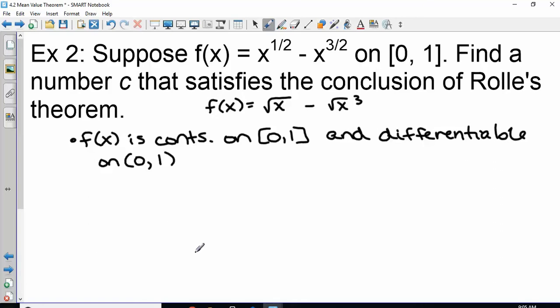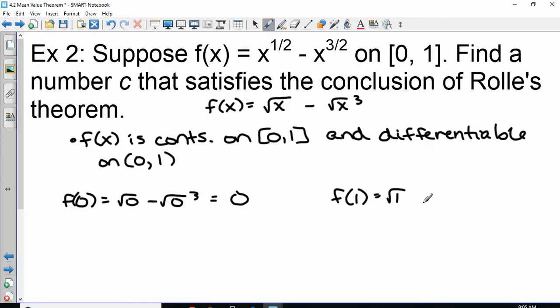Then, those are the first two conditions. The third condition, we have to see if the endpoints are the same. So if I plug in a 0, I get 0 minus 0, which is 0. If I plug in a 1, I get 1 minus 1, which is 0. So the endpoints are equal, so we can do Rolle's theorem.